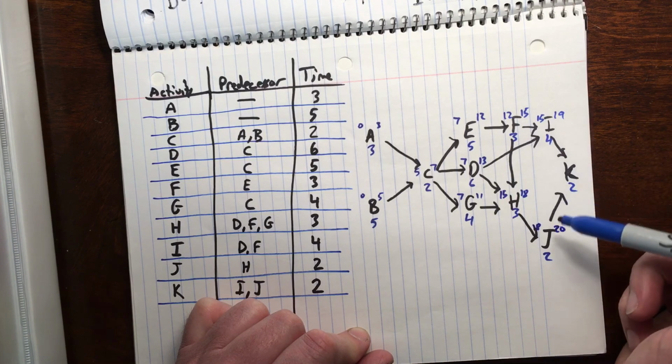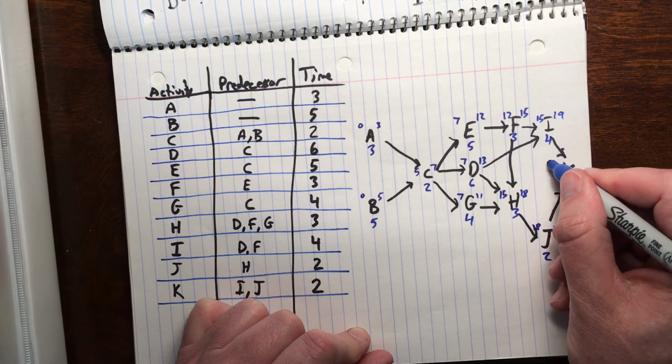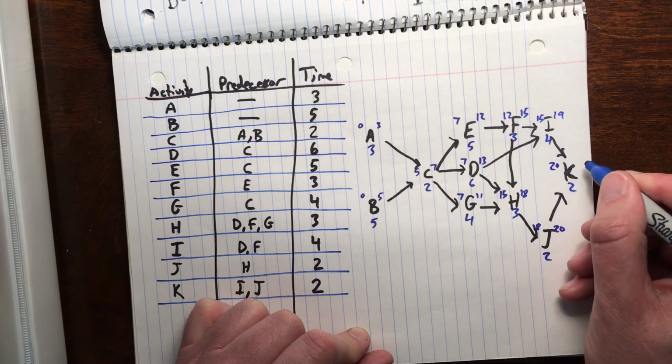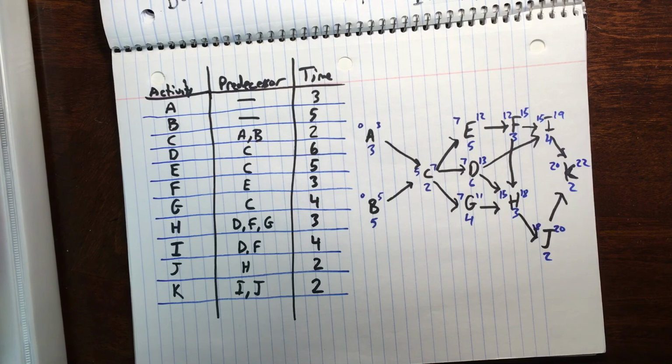Now we decide K will start either on day 20 or day 19. 20 is the later date and the larger number. 20 plus 2 is 22. Hopefully as you followed along you ended up with that same final finish date.